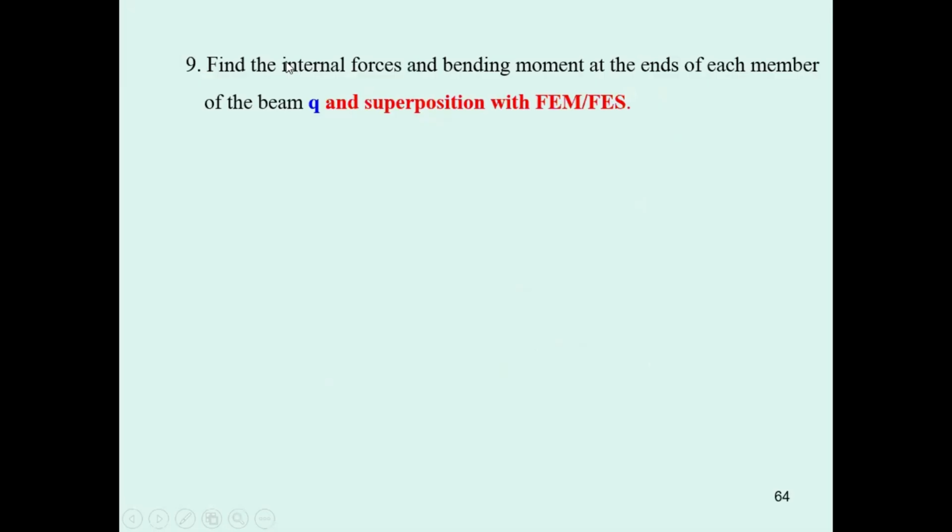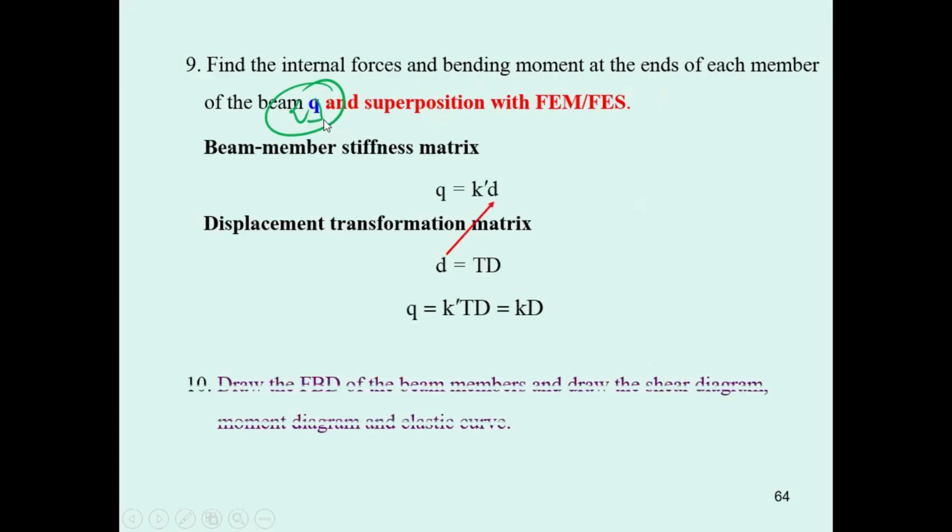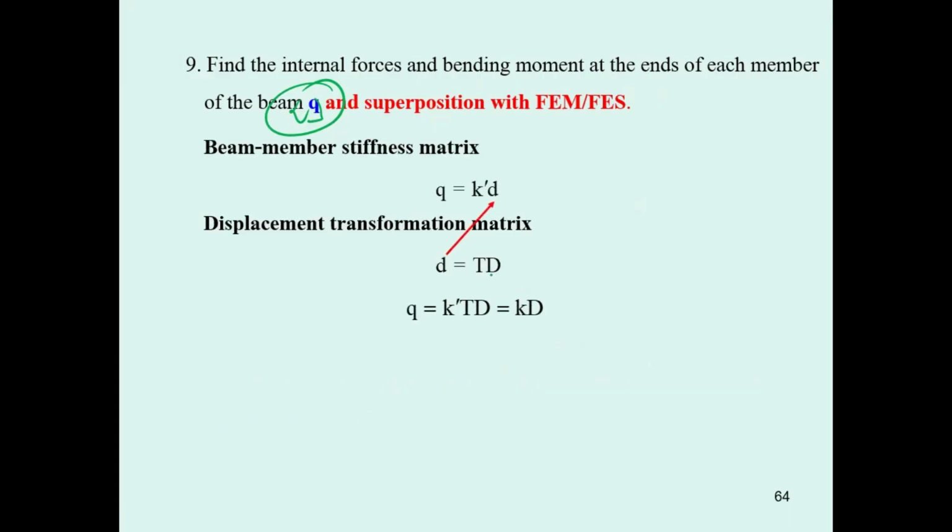And then after you calculate the small q matrix, you will draw the free body diagram of your members, not the structure, not the beam, but the member of the beam, and then draw the shear force diagram and the bending moment diagram. And again, you have to be very careful during this calculation.